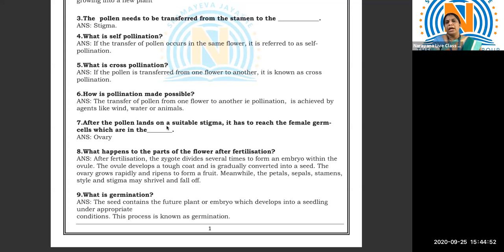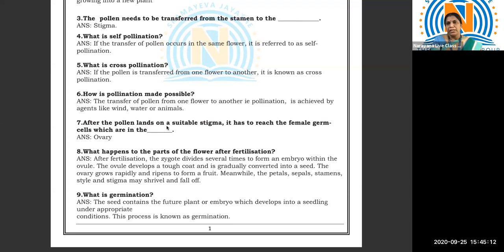Seventh question, after the pollen lands on a suitable stigma, it has to reach the female germ cells which are in the ovary. So after the pollen lands on the suitable stigma, it has to reach the female germ cells. Female germ cells are the egg, which is present inside the ovary. Eighth question, what happens to the parts of a flower after fertilization?